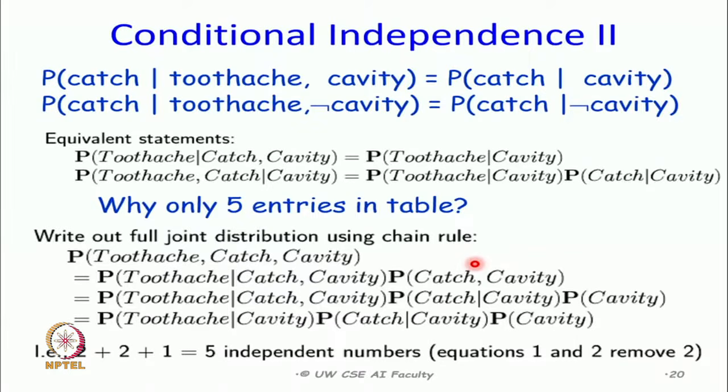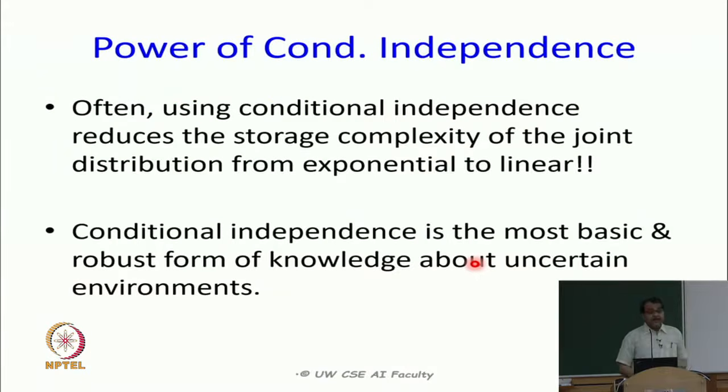So, therefore, what I have done is that I have used the power of conditional independence to go from 7 parameters originally to 5 parameters. We need 5 independent numbers, and we can use the power of factorization to do all your computations. Conditional independence is extremely powerful. It often is the reason how we are able to reduce the storage complexity of a joint distribution, sometimes even from exponential to linear. Conditional independence is the most basic, but also most robust form of knowledge about uncertain environments.